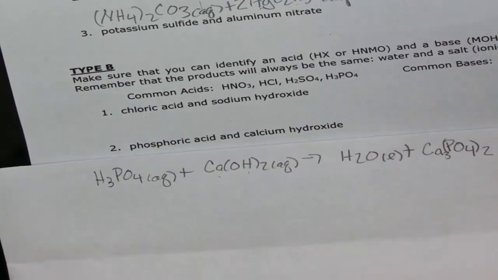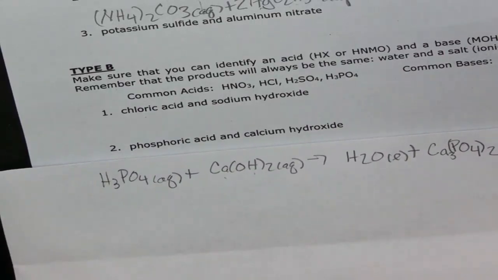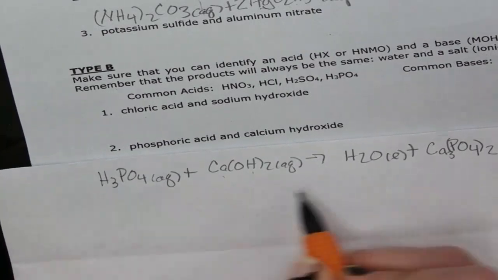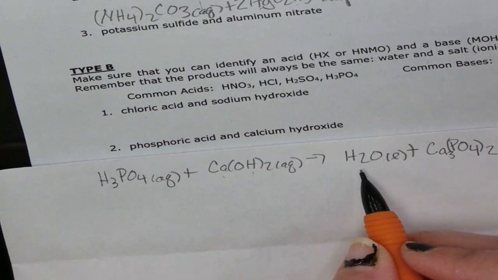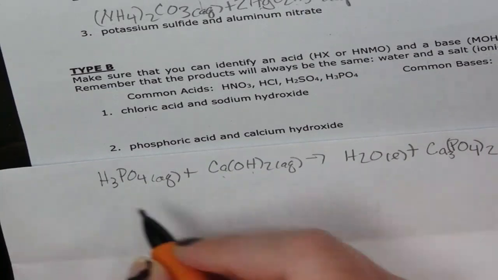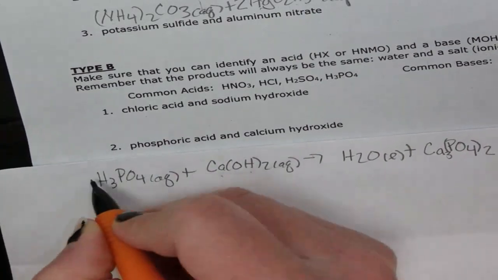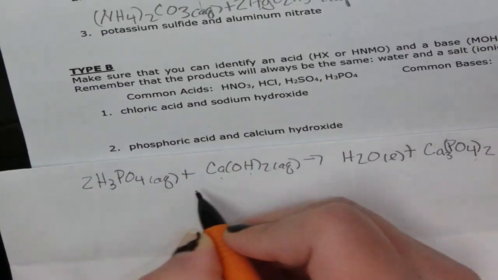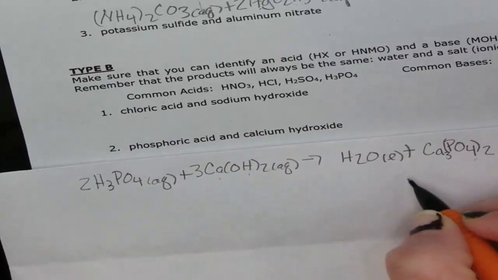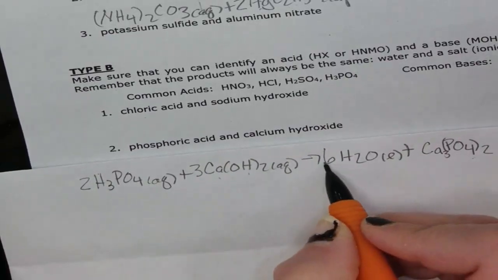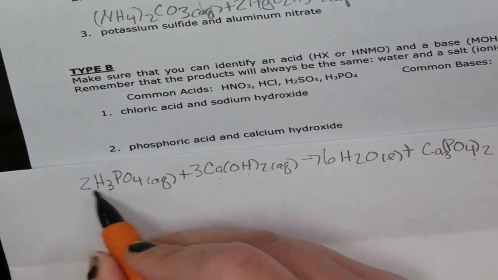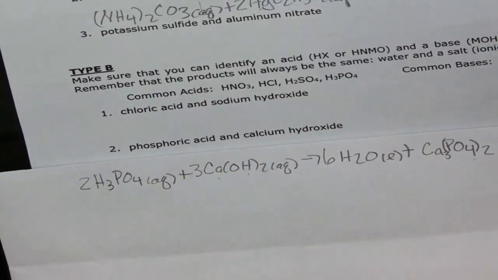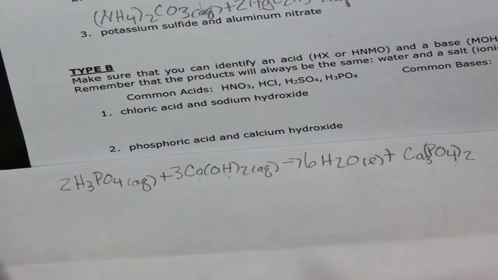Okay, and let's check this out. We first need to balance it. I have to put a 2 in front to balance my phosphates, a 3, and then that's going to give me 6 waters, right? 12, 2 times 3 is 6, 2 times 3 is 6. Okay, so this balances.